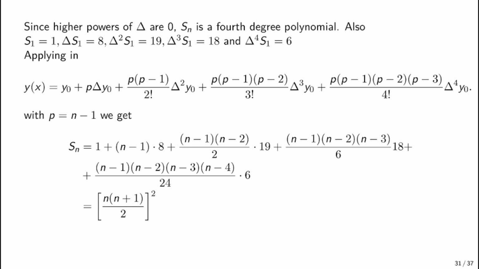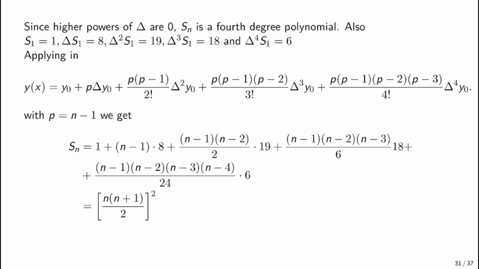So these correspond to y0, delta y0, delta square y0, delta cube y0, delta to the power 4 y0 in our Newton's forward interpolation formula. Also, now we want to calculate p. Here x is n and x0 is 1. Also h is 1 because we are calculating the values S1, S2, S3, etc. So from that we can calculate our p value as n minus 1.